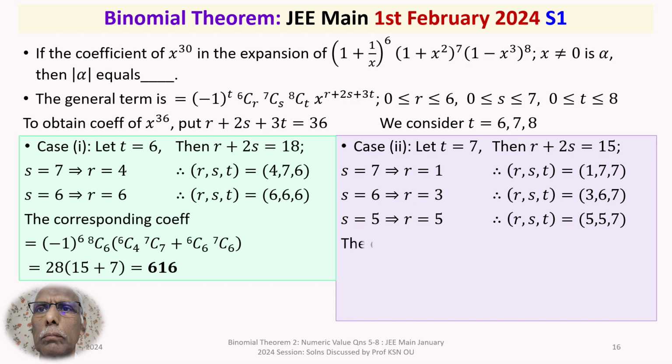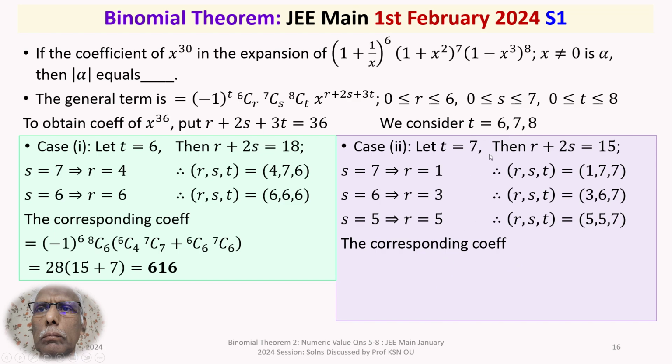Now we stop there. Why? The next value of s is 4. We take s is equal to 4. 4 3s are 12. 36 minus 12, 24. r plus 2s is 24. The highest value for s is 7. 2 7s are 14. And the highest value for r is 6. That is, it amounts to only 20. Whereas it is 24 coming. Therefore, you don't get any contributions.